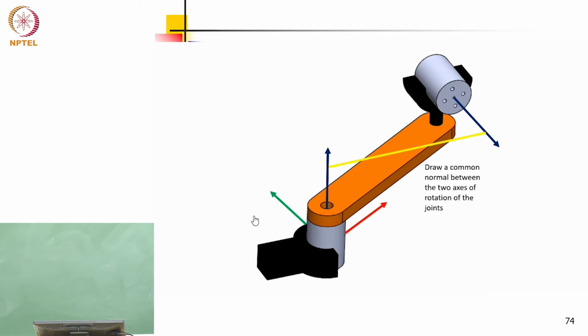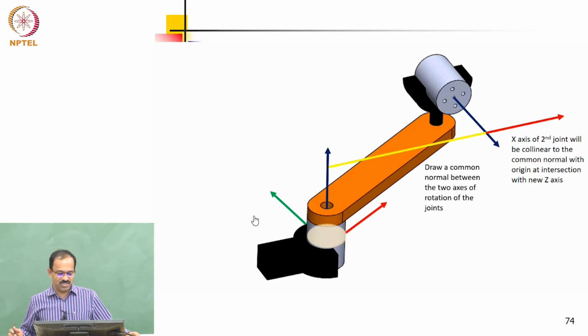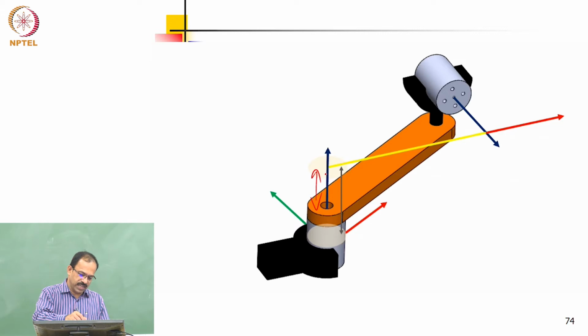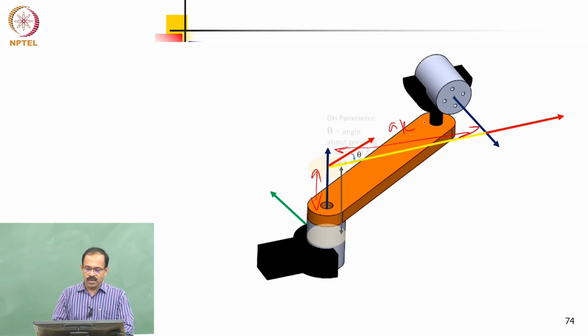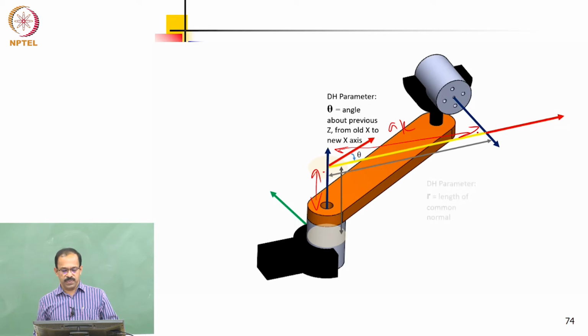Yeah. So basically, it talks about getting the common normal and the x-axis, and then finding out the distance traveled along the z_{k-1}. So this is along the z_{k-1} travel, that is the d_k, and this is along the x_k, which is the a_k, and the angle between this axis and this axis is alpha, again measured with respect to this axis.